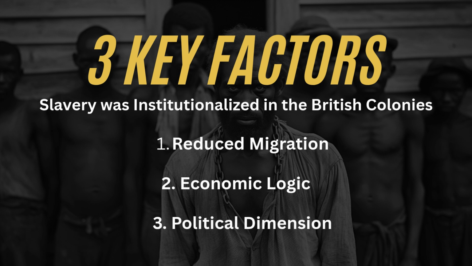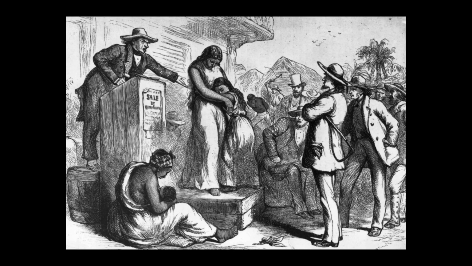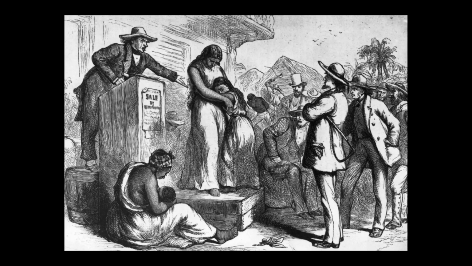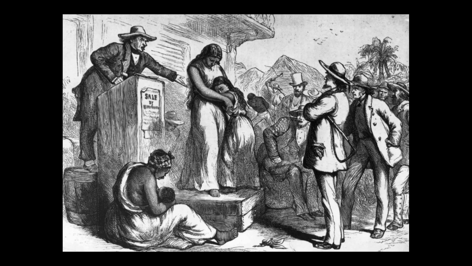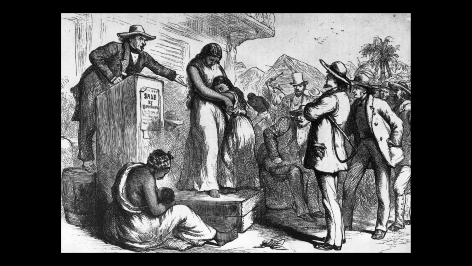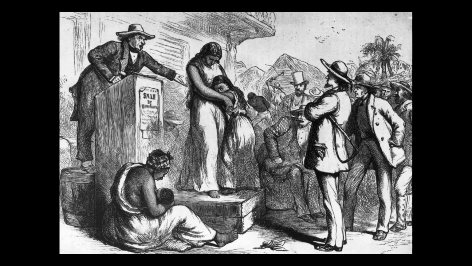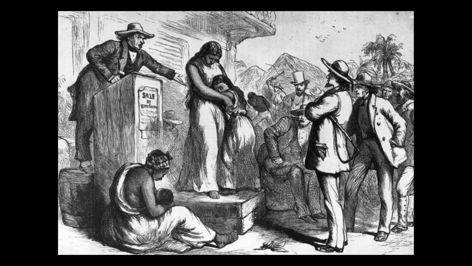And finally, there was the political dimension. After Bacon's Rebellion in 1676, an uprising that revealed the volatility of relying on poor whites and indentured servants, colonial governments responded with slave codes. These laws sought to prevent future alliances between poor whites and blacks by defining slavery strictly by race. These codes not only prohibited interracial relationships, but also decreed that children of enslaved women would themselves be enslaved, creating a self-reproducing labor force and an entrenched racial caste system.